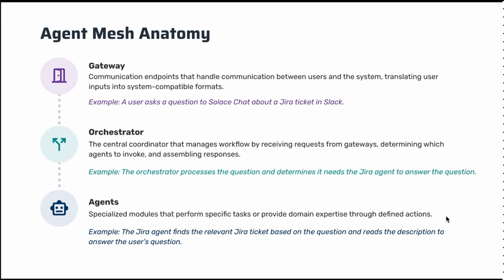So one example of a flow through the agent mesh would be, for example, the gateway. We start with a gateway. So again, it's a communication endpoint that handles communication between the user and the system. So for an example, a user might ask a question to Solace Chat about a Jira ticket in Slack. And then that input goes into the orchestrator, which processes the question and determines that, okay, it needs to use the Jira agent to answer the question. Then it reaches out to the agent, in this case the Jira agent, which would find the relevant Jira ticket based on the question and then read the description and then provide a response to answer the user's question. So that is Agentic AI in a very quick nutshell.